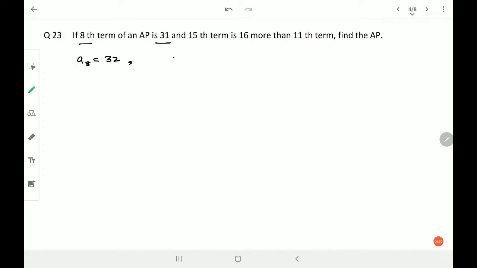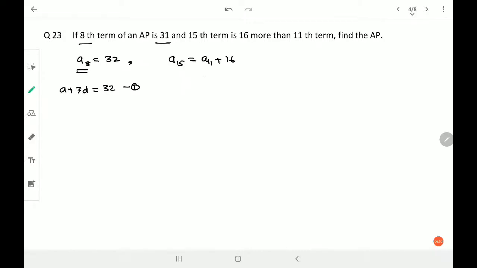And the 15th term, meaning A15, is equal to 16 more than the 11th term, meaning A11 plus 16. Look, I have written the form in AP. Okay, so I will be writing the equation. Now, what does A8 mean? A plus 7D is equal to 32, and that's equation number 1.